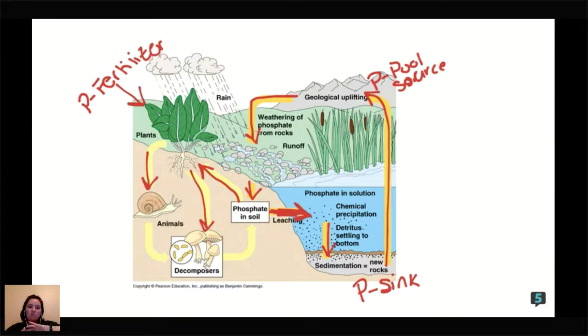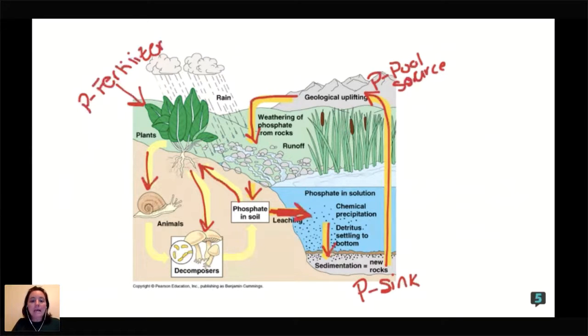And then maybe there'll be an earthquake or something, and that rock that was buried deep below the ground gets pushed up to the surface, and then it is exposed to rain and wind and all that kind of stuff, and it's broken down and weathered into smaller pieces, and then we start that whole cycle again. So the sink for phosphorus is soil and rocks. That's pretty much its only sink.